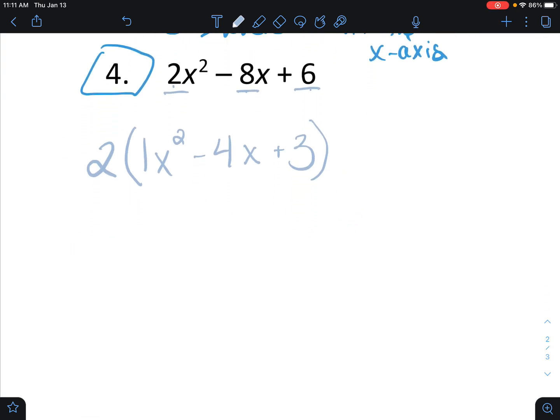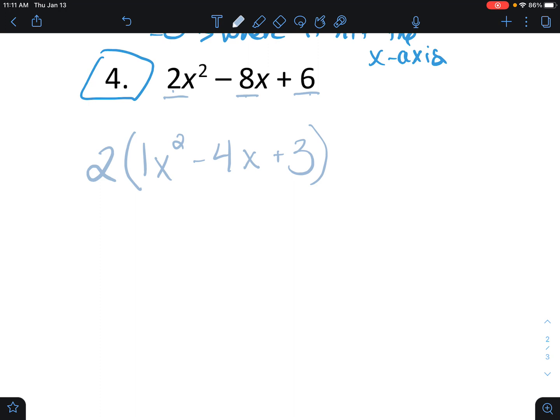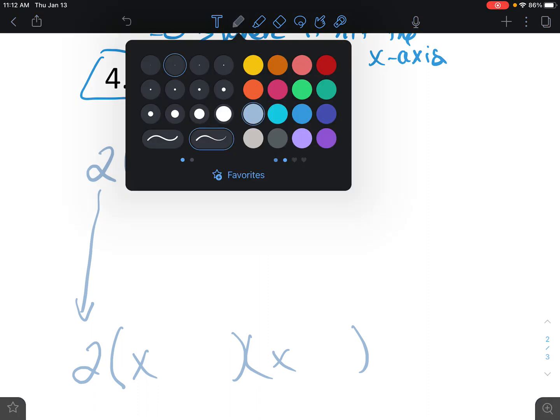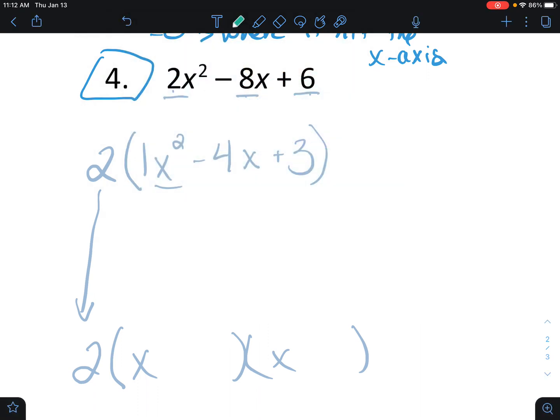Now from here, I got to find my magic numbers. So I'm going to set up my parentheses, but I'm going to leave room. So the 2 just gets to hang out front. And I put my x's in the front because I split apart the x squared, and that's where my x's come from. And now I get to think about my magic numbers. So what adds to give me a negative 4, but multiplies to give me a positive 3. Well, I need to make my list, but the only numbers that multiply to give me 3 are 1 times 3. So how can 1 and 3 give me negative 4?